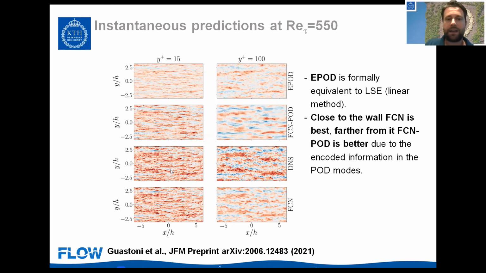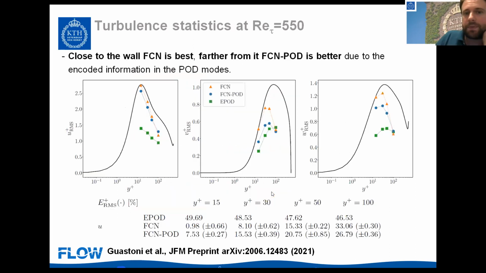If we compare the DNS and the FCN, we see that y plus 15 is nailed. I mean, it's perfect. It's very well reproduced. Farther away from the wall, of course, the correlation between the input and the output is lower, so the predictions are not so good. And in that case, the FCN-POD is slightly better than the FCN. This can maybe be better observed when we look at the statistics.